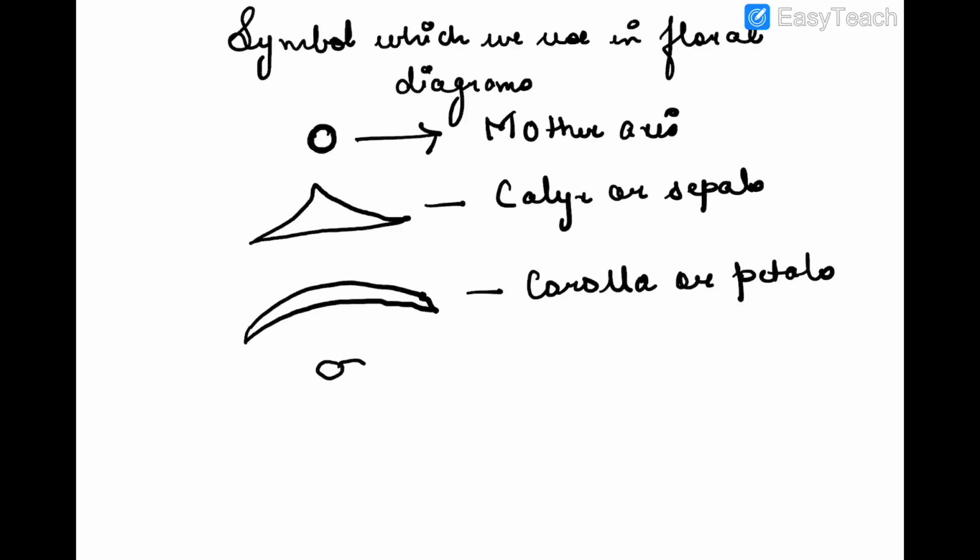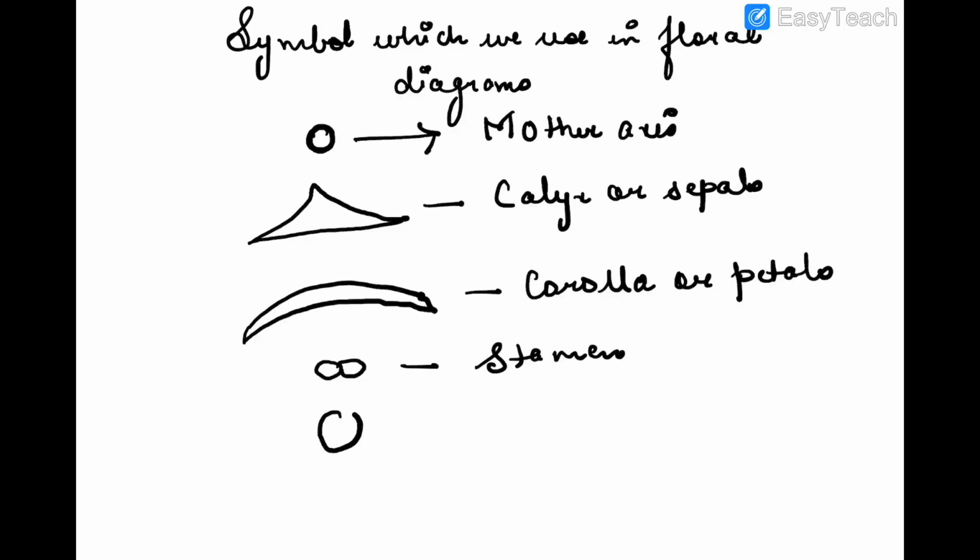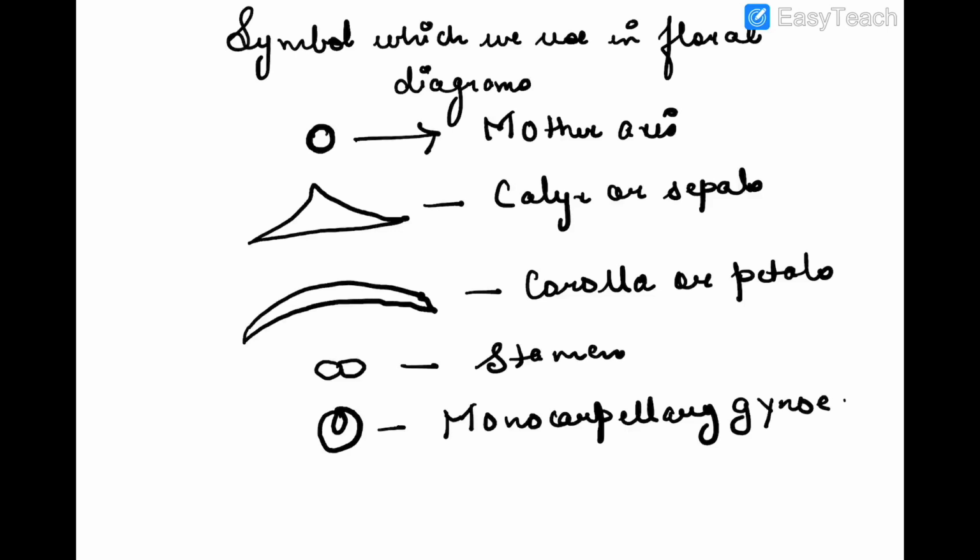Stamens are made like this. This is the symbol of stamen. Monocarpellary gynoecium is made like this. This is a monocarpellary gynoecium, meaning a gynoecium having only one carpel. Gynoecium is a group of carpels. If the gynoecium has a single carpel, it is called monocarpellary.